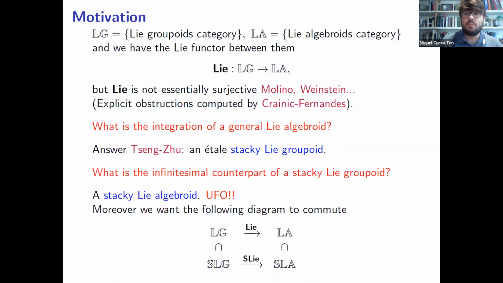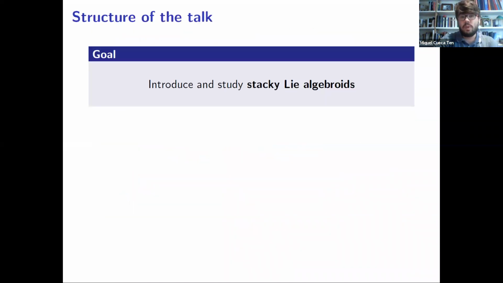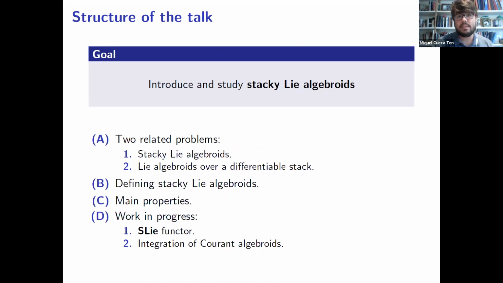So a Stacky Lie algebroid, and we start to see it in the literature, and there is no definition of what a Stacky Lie algebroid is. It's just an object that is not already defined. It's just an undefined flying object right now. So what we started to ask is if we can define also a category of Stacky Lie algebroids that extends the category of Lie algebroids, and moreover, if the Lie functor can be extended to this Stacky world. And well, this is what I want to do today: introduce what a Stacky Lie algebroid is and study the main properties of Stacky Lie algebroids.